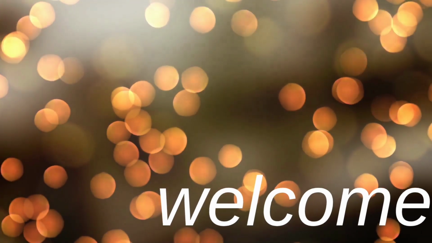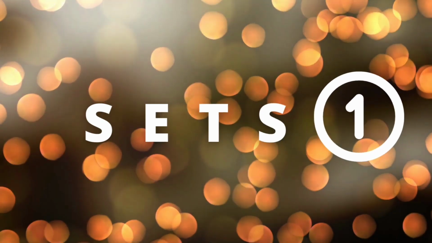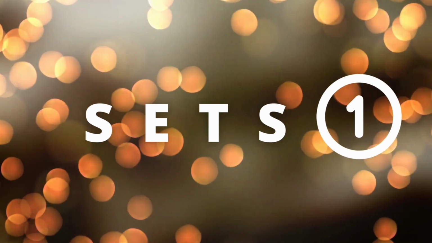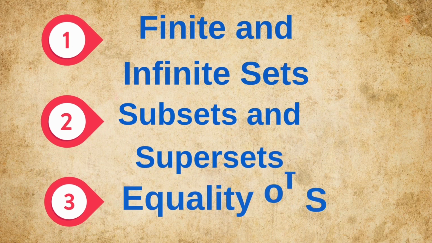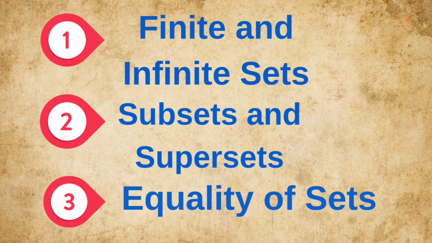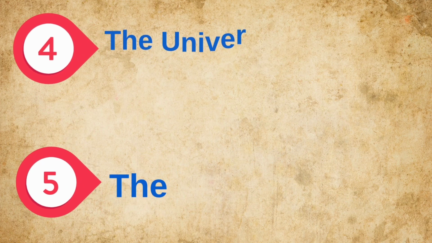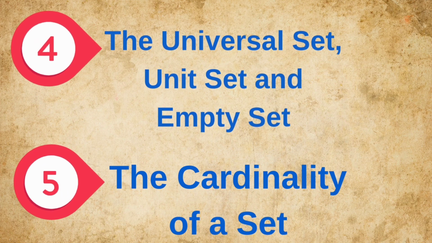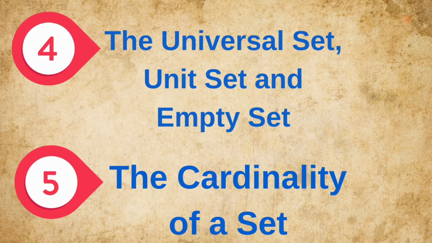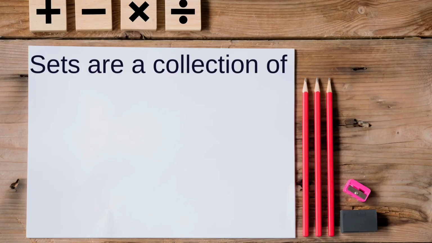Today we'll be looking at the topic sets. It's broken into two parts, and we'll be looking at the first part, which is set 1. We'll be looking at a number of subtopics, and they are: 1. Finite and infinite sets, 2. Subsets and supersets, 3. Equality of sets, 4. The universal set, the unit set, and the empty sets. 5. We'll look at the cardinality of a set.